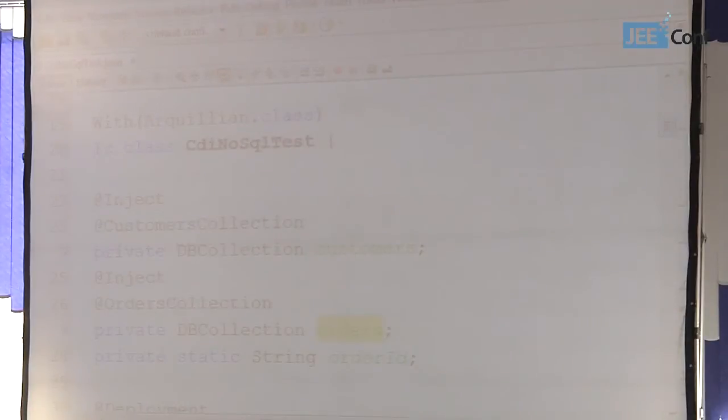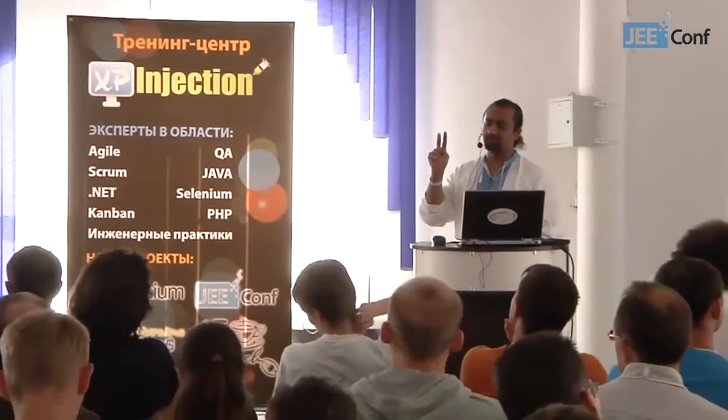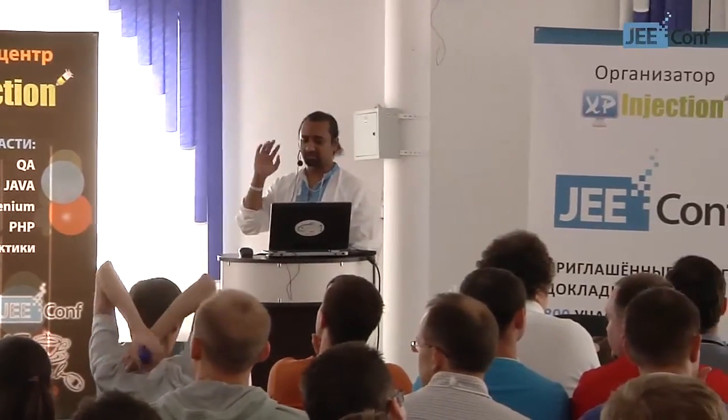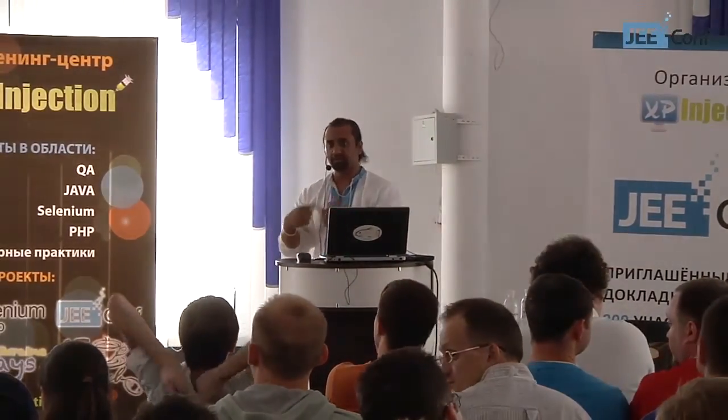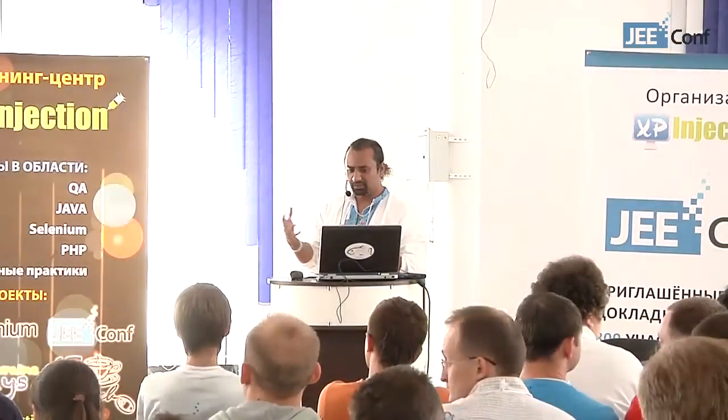At the very top of my test, I'm injecting two different things, right? The DB collection, the customers collection and the orders collection. I'm saying @inject customer collection and inject an orders collection for me, and I'm working on those DB collections in my unit test. So how many people think this is all there is to the MongoDB Java driver? Do you really expect this to be quite this simple?